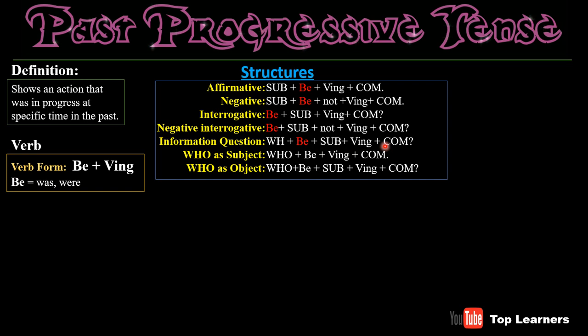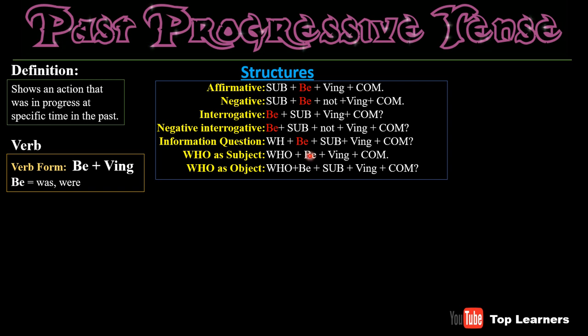If you have a subject and that subject is a person and you don't know that person, you want to know about the doer of the action in the past, so you can use the structure of who as the subject. Who, be, verb ing, and complement. Normally we use was for this be, like who was working, who was coming, who was writing, and who was speaking.